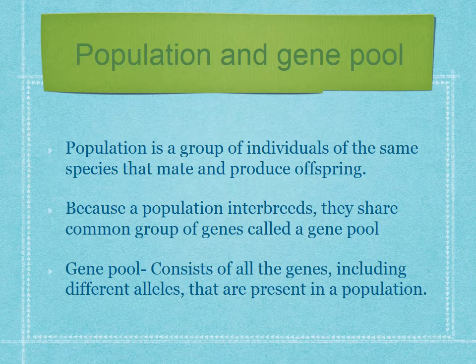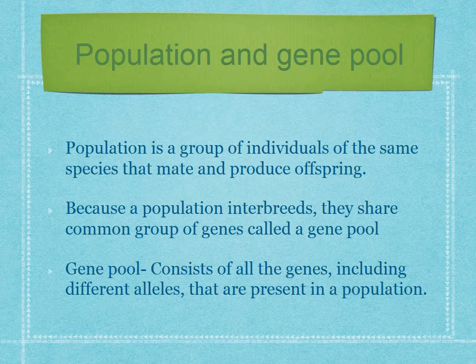So when we look at a population, it is a group of individuals of the same species that mate and produce offspring. So that's an important definition to remember. I would highlight that, circle that, do something with that definition. And because a population interbreeds, they're going to share a common group of genes, and we call that a gene pool.